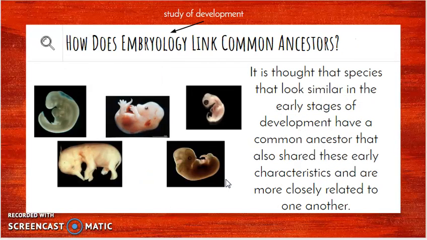Another thing that scientists use as our technology has gotten more advanced is embryology, which is the study of development. It's thought that species that look similar in the early stages of development, so prior to birth, have a common ancestor that also share these early characteristics and are more closely related to one another. So the more similar they look early on in their development, the more closely related they are. If you look at each of these images, the organisms that are here look fairly similar and they have several similarities. However, each of them is a different organism.